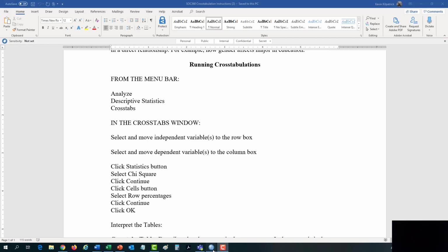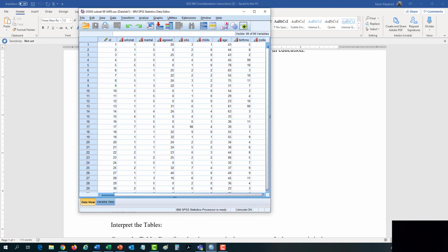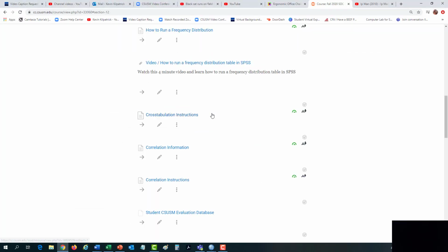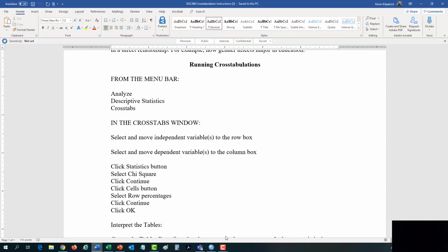In SPSS I have our old friend GSS 93 subset that you've been working with most of the semester, and I have these instructions in the class for this week, and if you just click on that, then you're going to come to this instruction document.